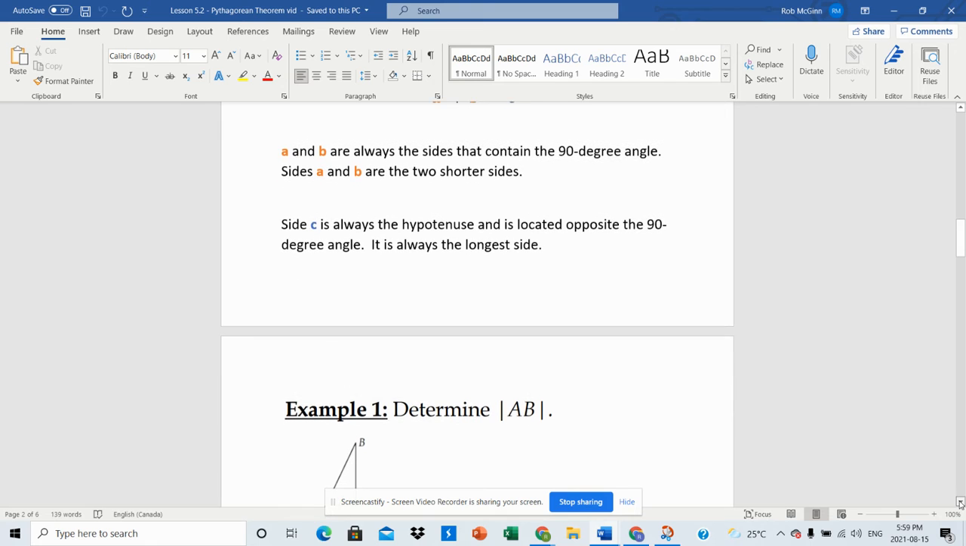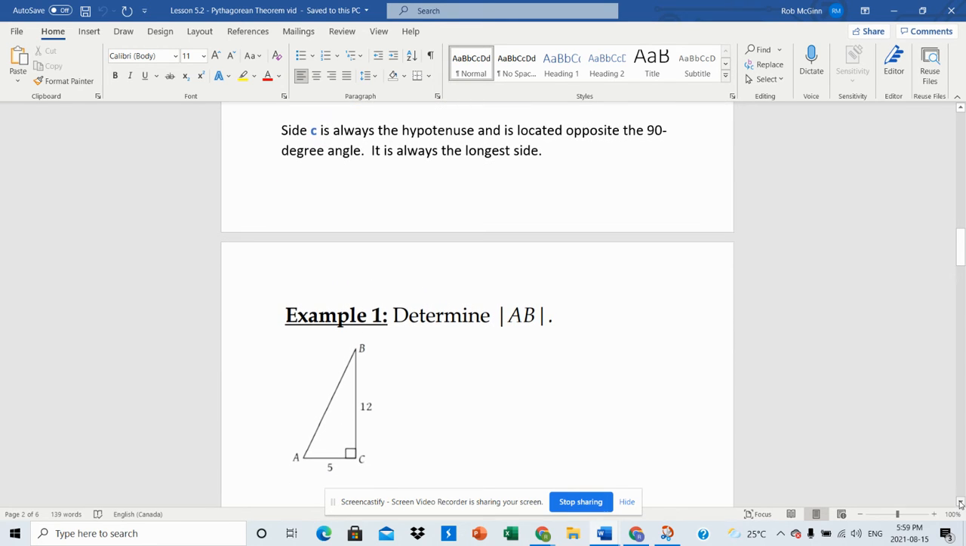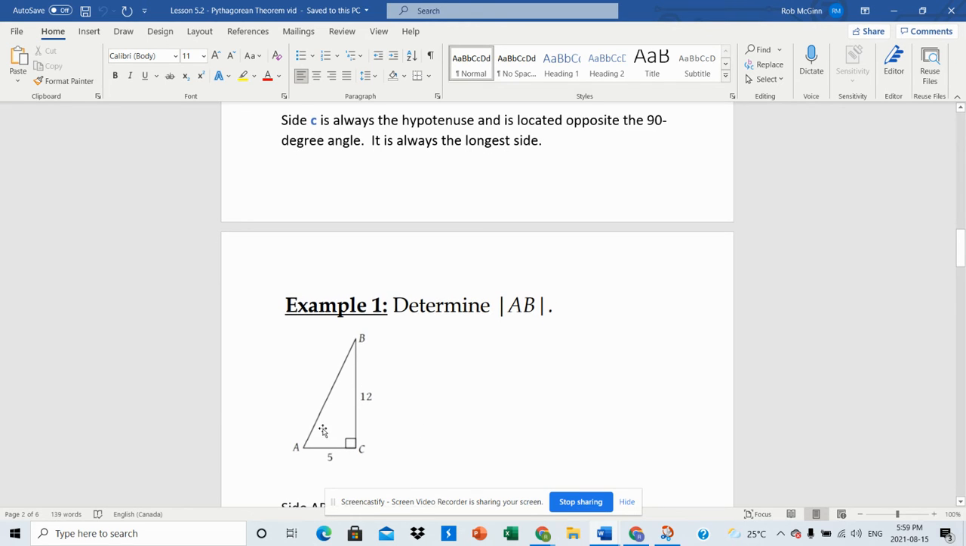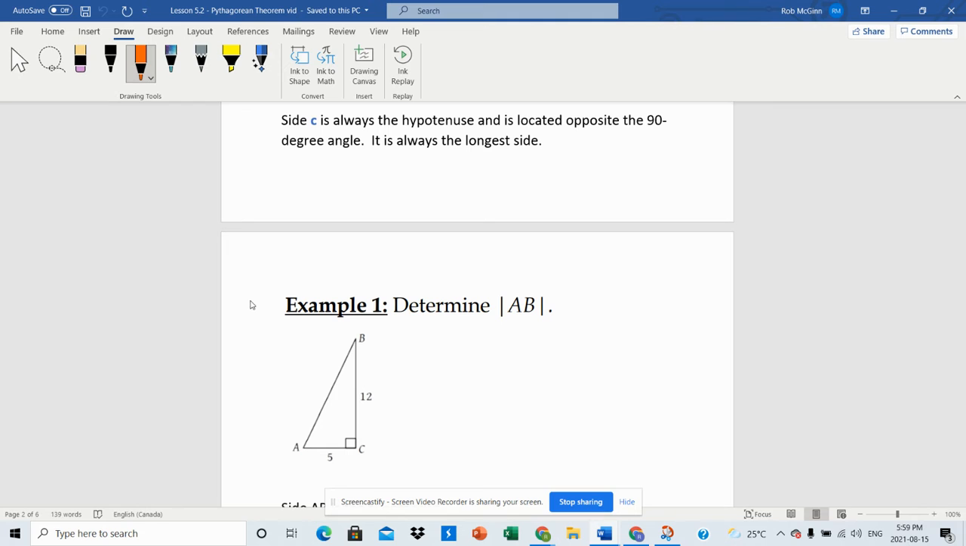We can use this formula to find any of the three sides if we know the other two sides. So example 1, we're going to determine the length of AB, and we're going to use the Pythagorean theorem. We can see AB is opposite our 90-degree angle here. So let's just draw that quick. We can see this is opposite our 90-degree angle. So length AB, or line AB, is going to be our hypotenuse.